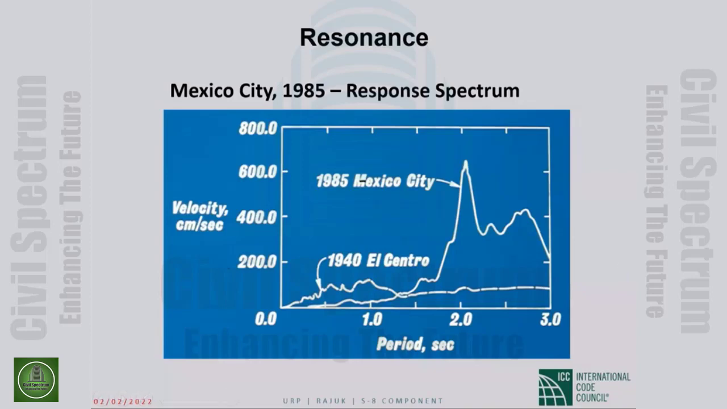Now, this predominant period of 2 seconds of the ground motion means that structures with a natural period around 2 seconds would be the most vulnerable to damage in this earthquake.